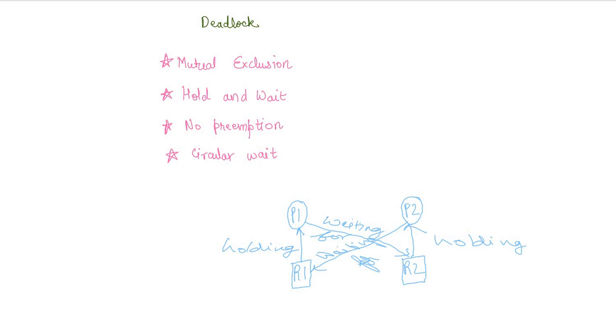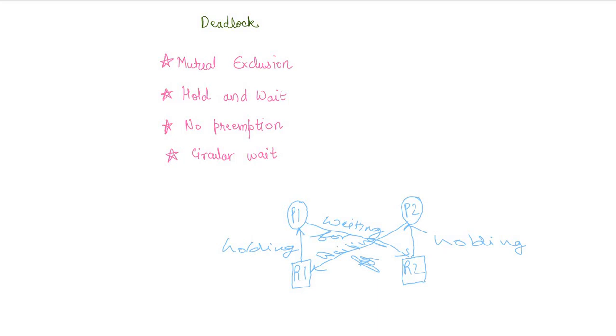Now since P1 is holding R1, P2 won't be able to access R1 until P1 releases it, and P1 will release it only when R2 will respond to it. But we see that P2 is holding R2 and it's waiting for R1, which P1 will not be releasing until R2 is hit. So we can see that it's locked here. This is known as deadlock, where P1 is waiting for R2, but R2 won't be released until P1 releases R1. So neither P1 will release R1 nor P2 will release R2. That's what a case of deadlock is.